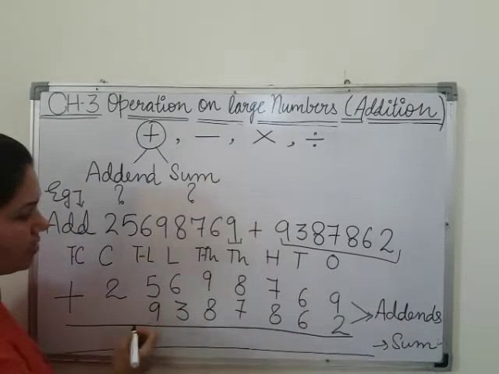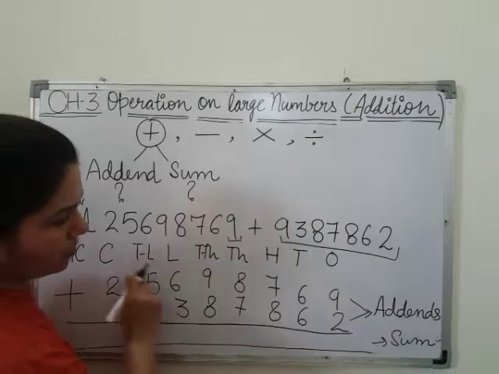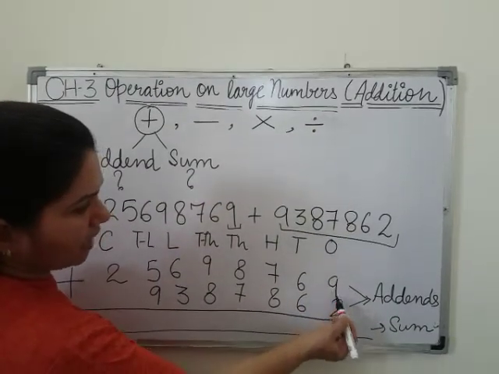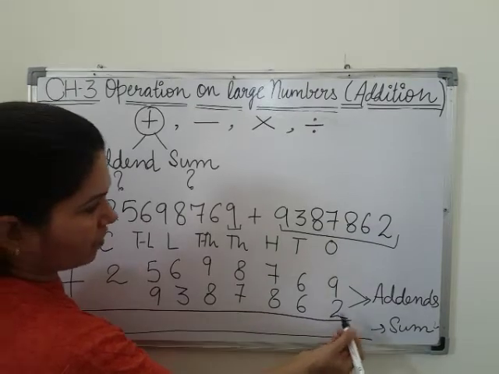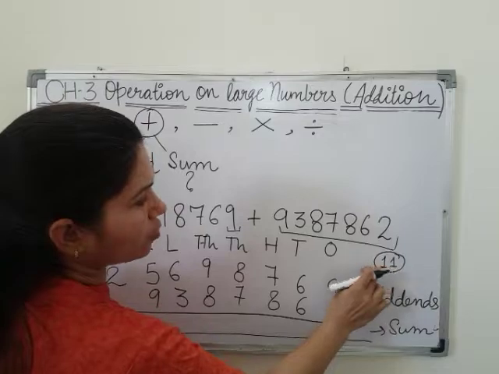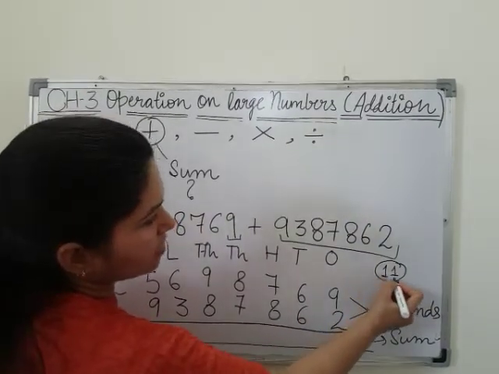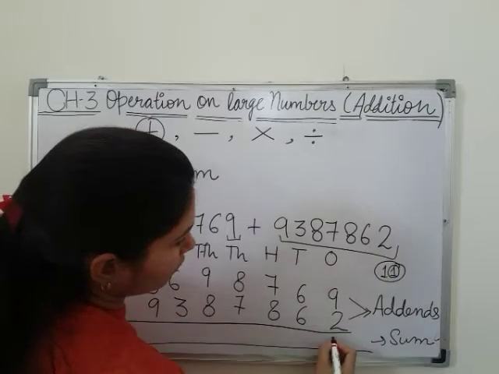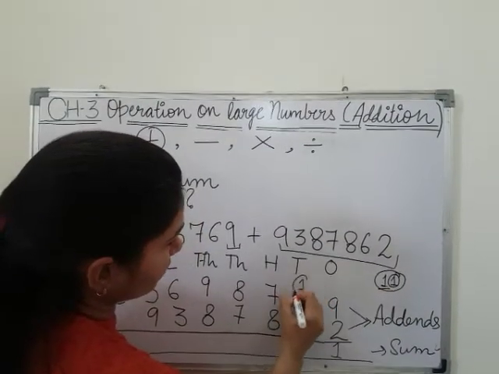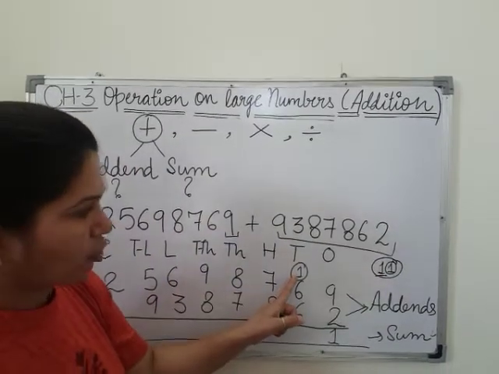Now we are doing the addition. Here you can leave one line gap just to put the carryover. Now we are starting from the ones place. 9 plus 2, it's 11. If you get a 2-digit number by adding any 2 digits, then from the 2-digit number, one digit will be written here and the other digit will be the carryover. Here you can see this number is the carryover.